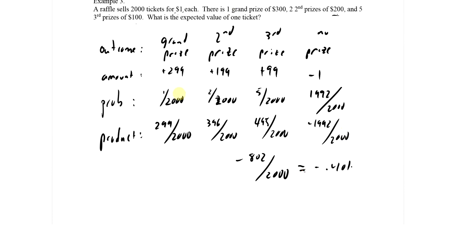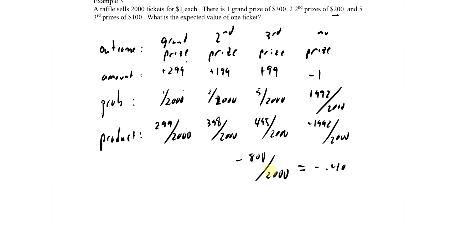The expectation value then, take the amount times the probability to get the product. 199 times 2 is 390. Well, there's my problem. That's 398. So this 2 was bothering me. That's a 398. And then 5 is 495. So much better. Okay. Minus 800. So minus 0.4. Excellent. So you'd expect to lose 40 cents on one ticket.